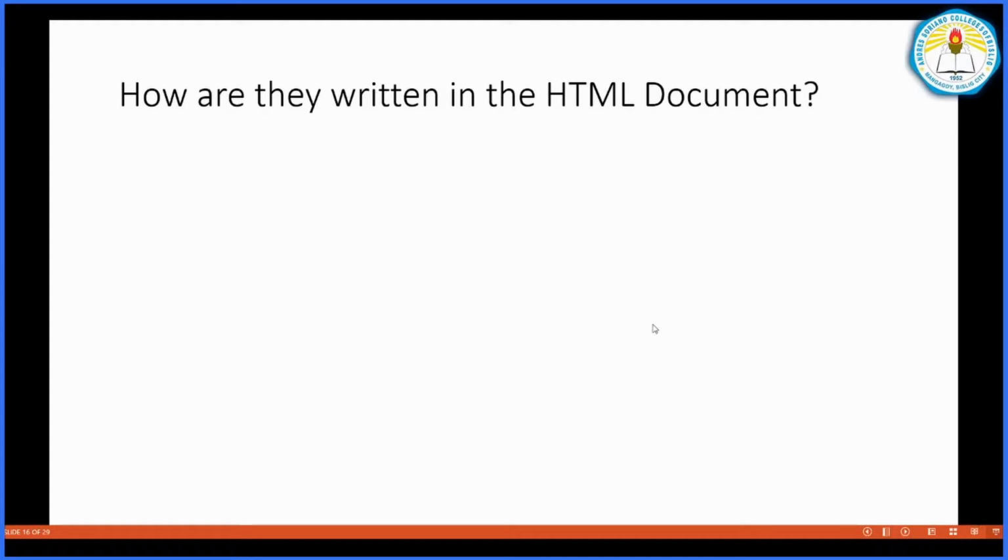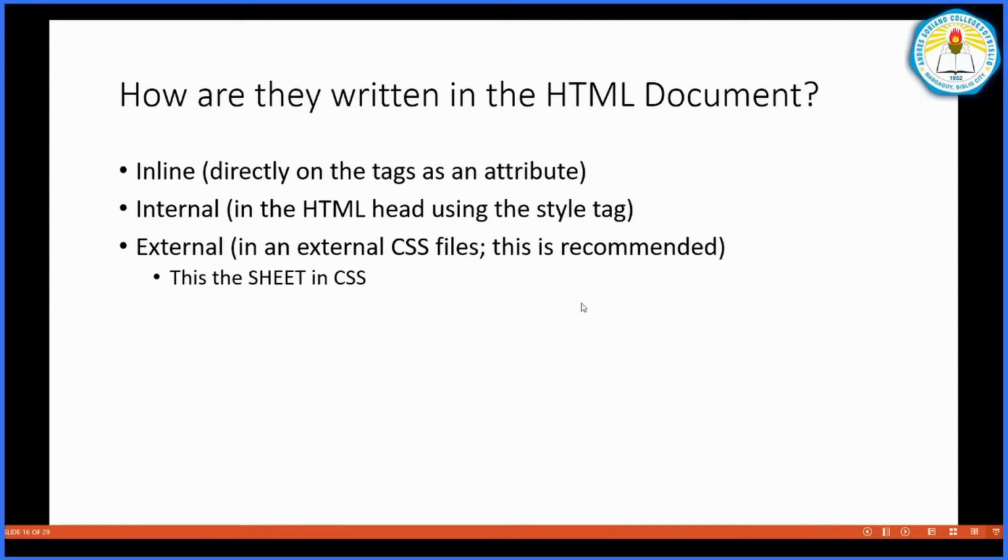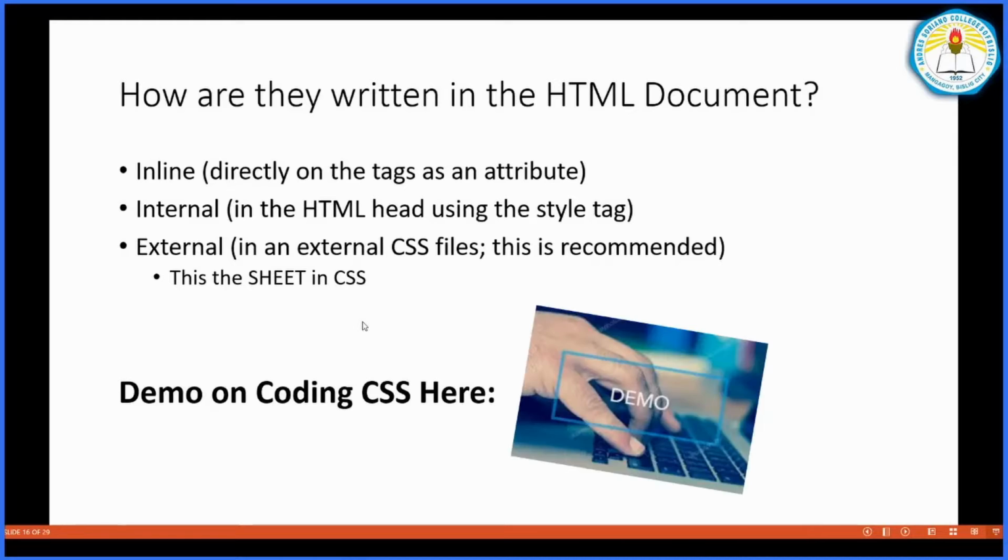But how are they written in an HTML document? There are three ways one can write CSS. You could write it inline within an attribute, internal in the HTML tag, as well as external in a separate external CSS file. This is recommended. This is the sheet in CSS, Cascading Style Sheet. So I'll be illustrating that. Now we get to write CSS in three different ways.